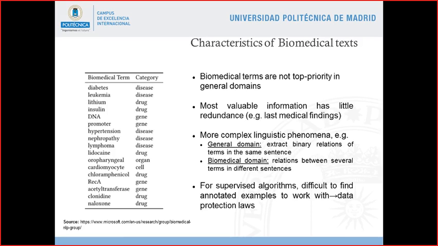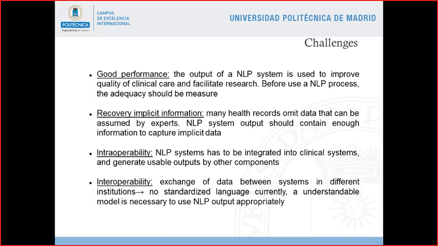Okay. Another problem in the biomedical text is the data. If you are using supervised algorithms, you need labeled data. You need data to train your model. But it's very difficult to find examples publicly available due to the nature of the text. It's very sensitive information, so there are data protection laws. So it's really difficult to find examples. So the challenge here for your NLP system is that you have to have good performance.